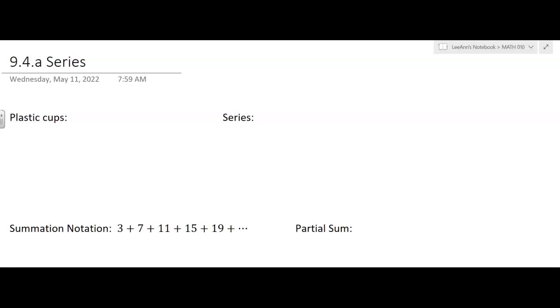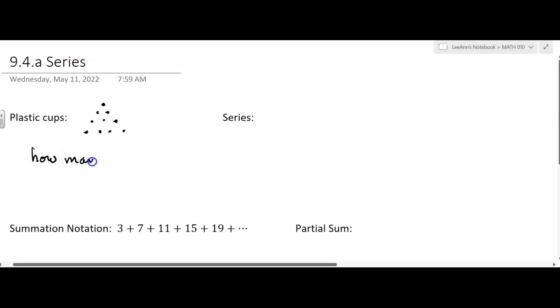But let's look at a situation. Say you have plastic cups that you're stacking. Like you have one cup, and then you have 2 cups on the next row, and 3 cups on the next row. So maybe some of you have done that with plastic cups or something else, stacking it into a little pyramid. That's another little topic that you could talk about, but I'm just using this as an example. So the question is, how many cups do you need to make that pyramid, right?